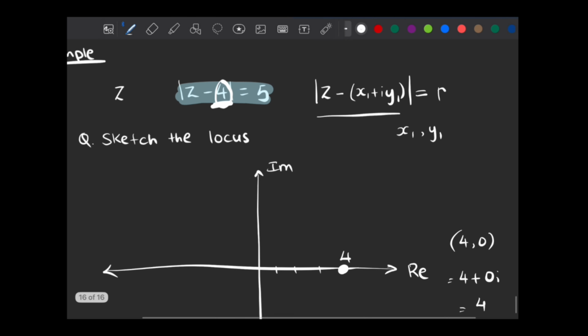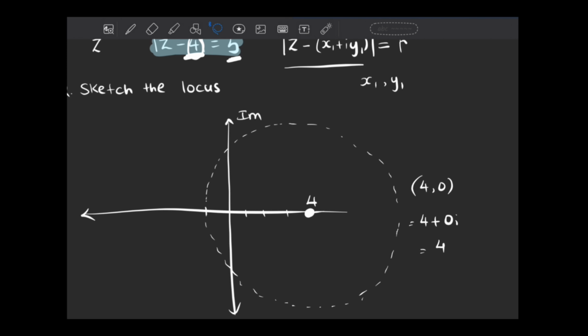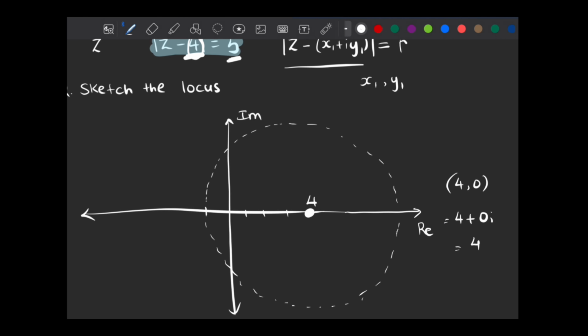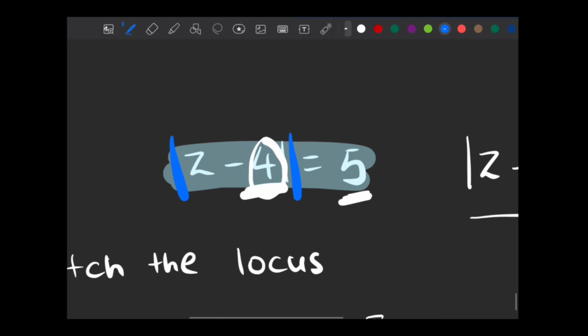Now the radius is 5, so I'm going to draw a circle with radius 5. So my circle has gone off the graph. So this distance is 5. So all of the complex numbers that lie on the circumference of this circle, the distance of them to this complex number is equal to 5, and that's what this expression represents.